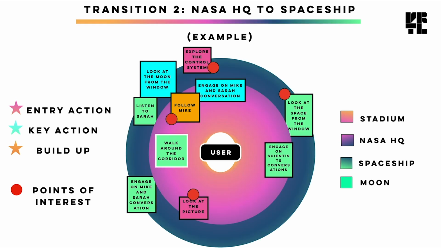Looking at the second transition from the NASA headquarters to the spaceship, here again I lined up the last action of the second wall, which I am engaging on Mike's and Sarah's conversation, with the first action of the third wall, where I am in the control system just in front of the controllers. Therefore here I establish my second transition. Here, as you can see, it's not really smooth and the point of interest is not matching at all. But as I said, there is no right and wrong. At the end, it's a decision of the creators.